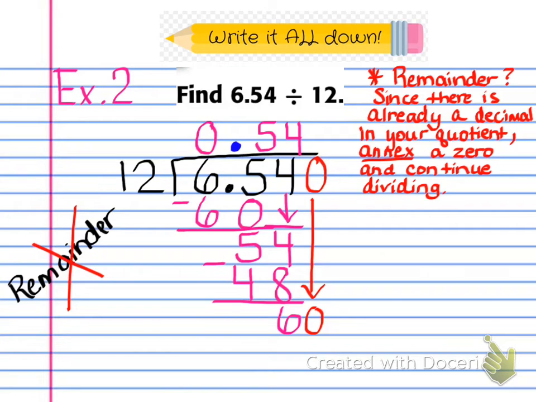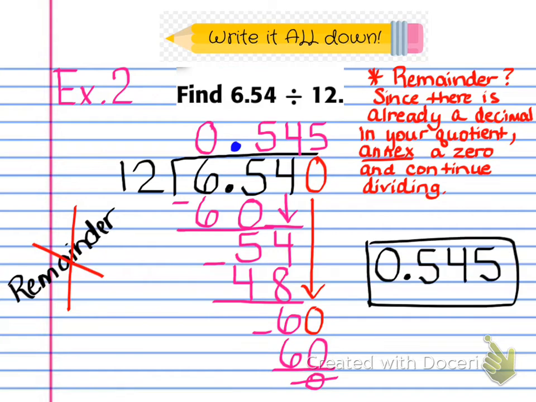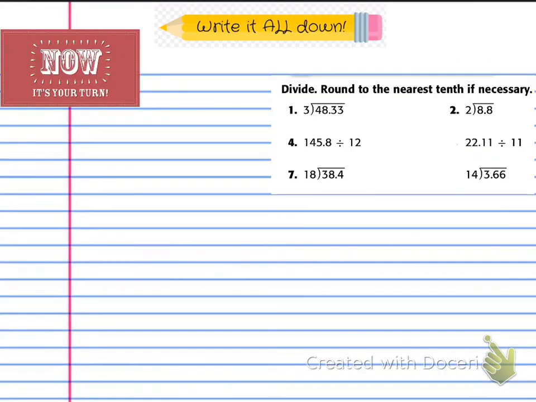And remember from before, we know that 12 times 5 is 60. So we can finish the problem off, and our final answer is 0.545. And we make sure to put a box around that so that it's easy to see. Be sure that you have written everything down on the screen before you move on to the next example.